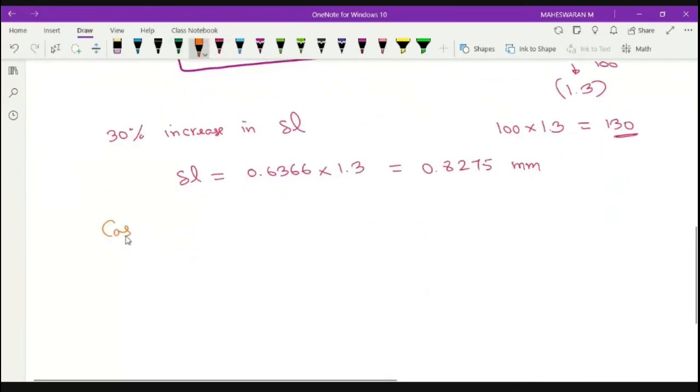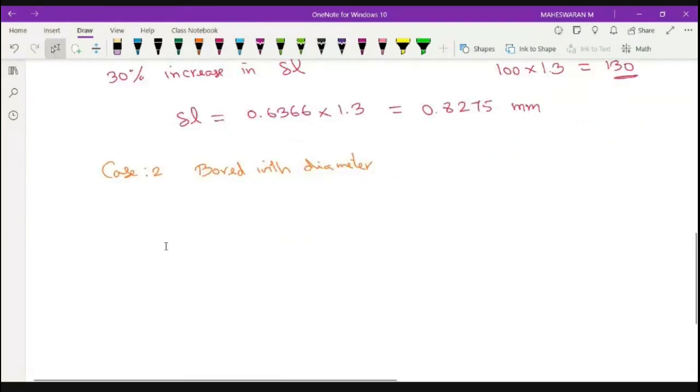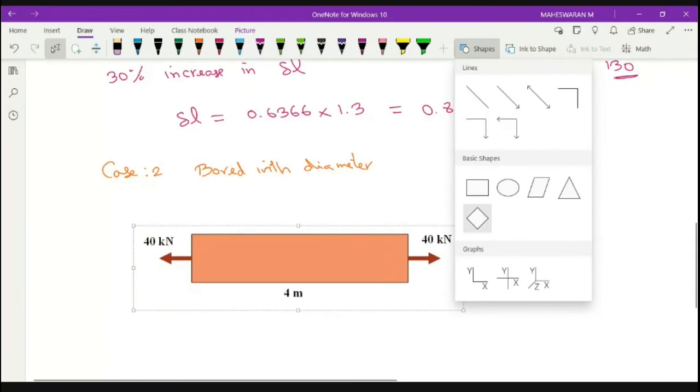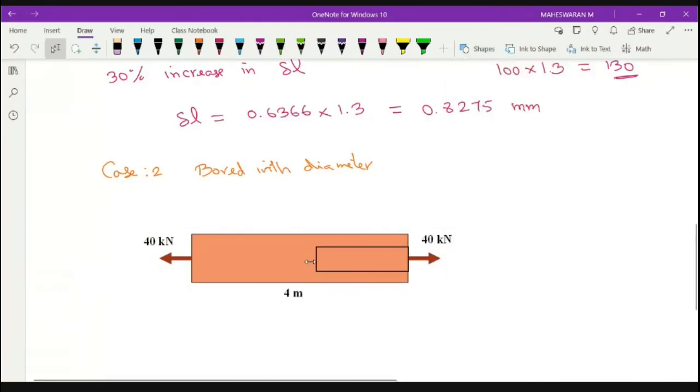So case 2. Bored with a particular diameter. So this is my figure. Now if I consider a particular hole, let me consider you have another rectangle here. So it is bored to a particular distance. Okay, so you can see that these are two different cross sections, right? One is a pure solid cross section. The other one is with a hollow cross section.